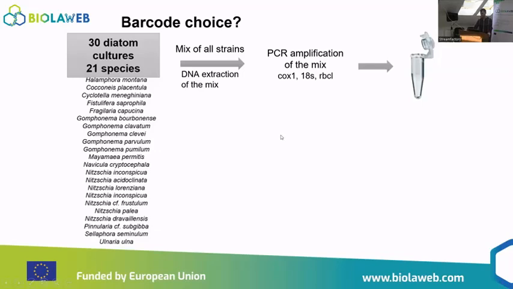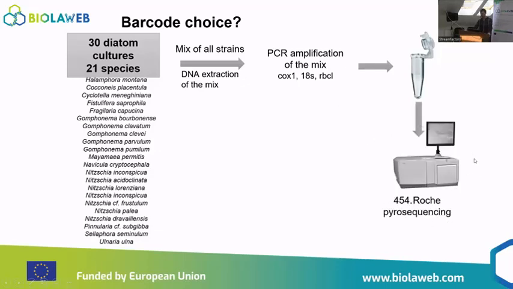We extracted the DNA of the mix. We made a PCR amplification for COX-1, 18S, and RBCL. And then we made 454 Roche pyrosequencing. Clarisse didn't talk about this sequencing methodology because it was a former next generation sequencing methodology. You're going to see that in fact it disappeared.